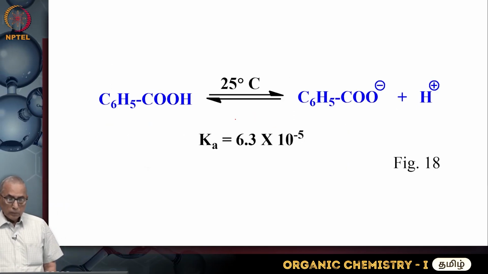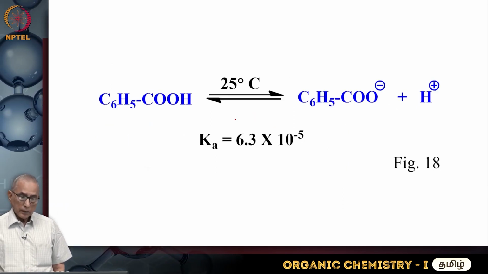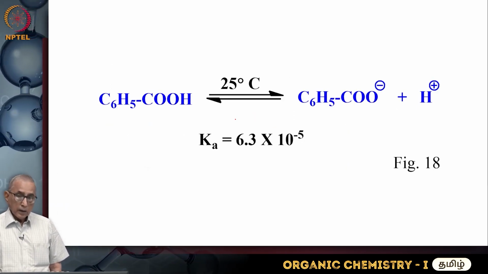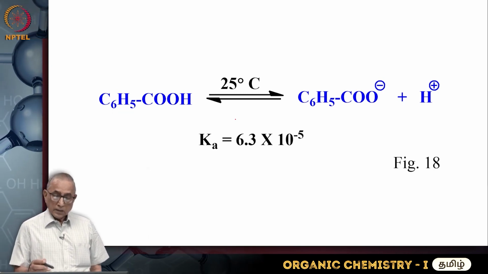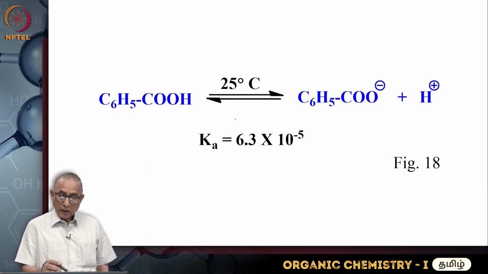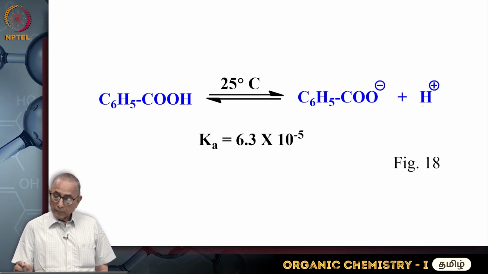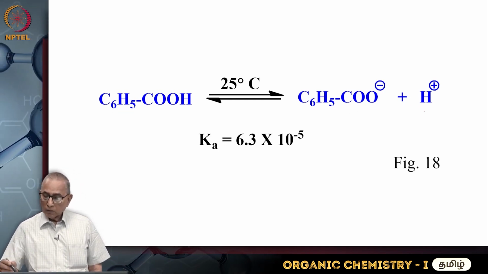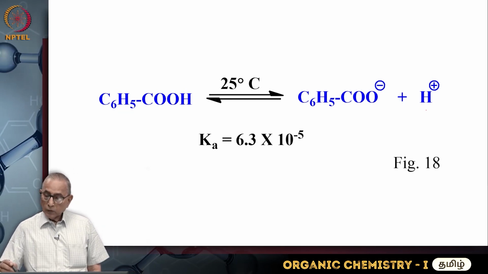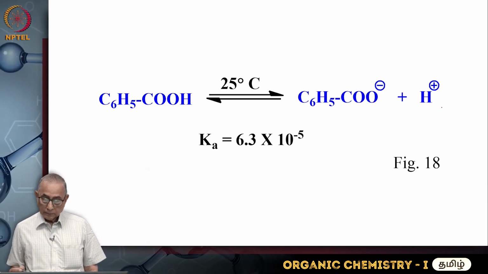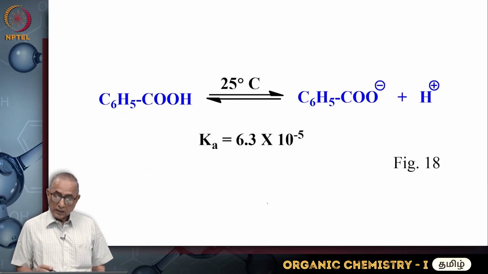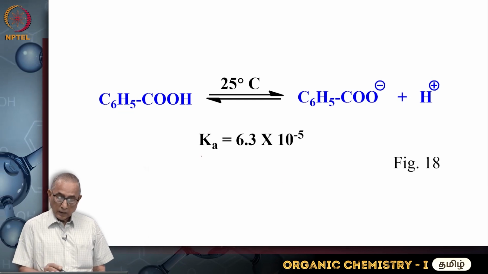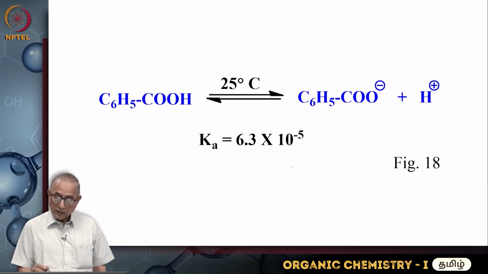Now we come to the acidity of carboxylic acid. Carboxylic acid in water is always in an equilibrium with the carboxylate anion and the proton. This proton will be protonating water, and you will get H3O plus. This equilibrium at 25 degrees is measured and you get what is called an equilibrium constant.